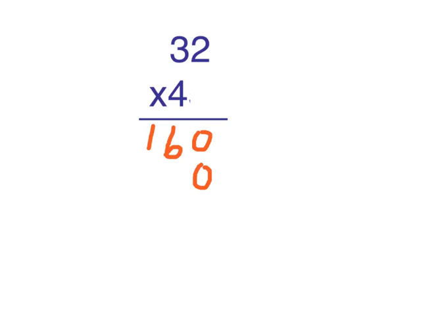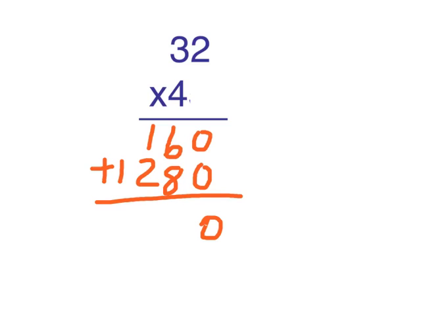So now our new problem is 32 times 4. 4 times 2 is 8. 4 times 3 is 12. We add those two numbers up. Here we have 0. 6 plus 8 makes 14. 1 plus 1 plus 2 makes 4. And there we have the 1. So 32 times 45 makes 1,440.